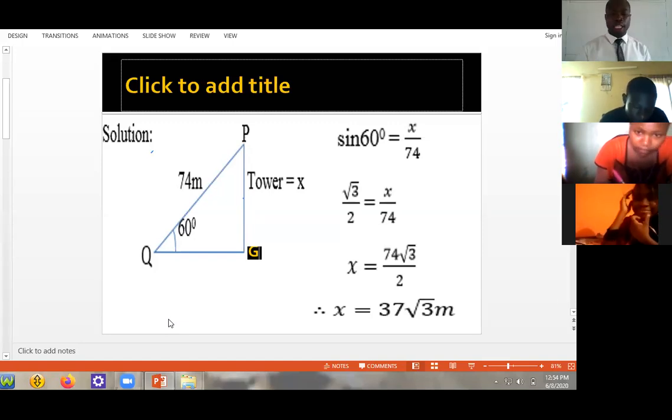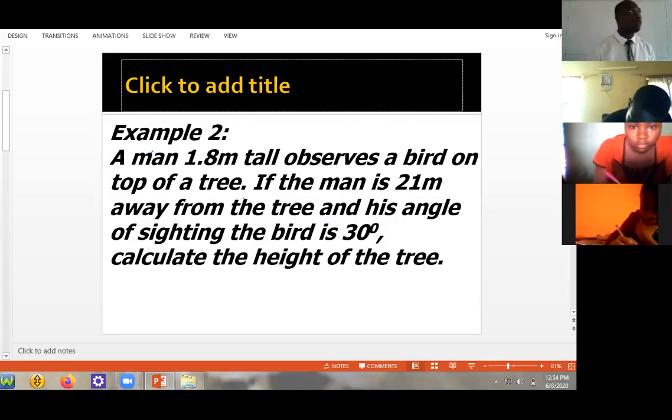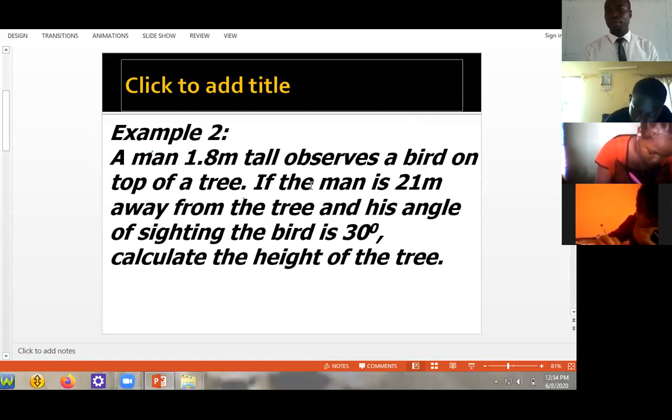Yes, sir. So example 2. Let's write example 2. A man, 1.8 meters tall, observes a bird on the top of a tree. If the man is 21 meters away from the tree and his angle of sighting the bird is 30 degrees, calculate the height of the tree.